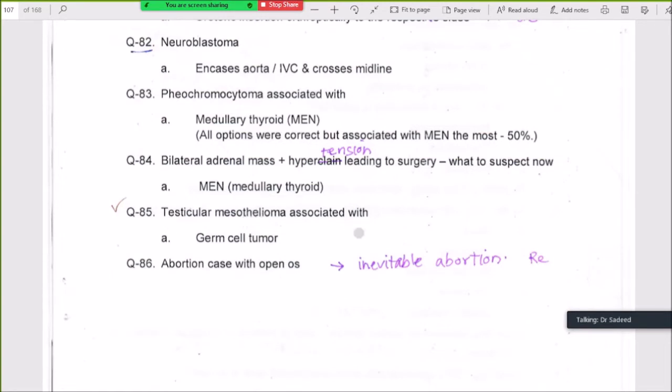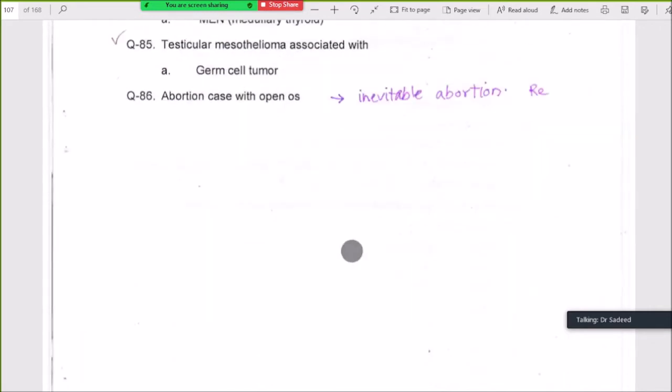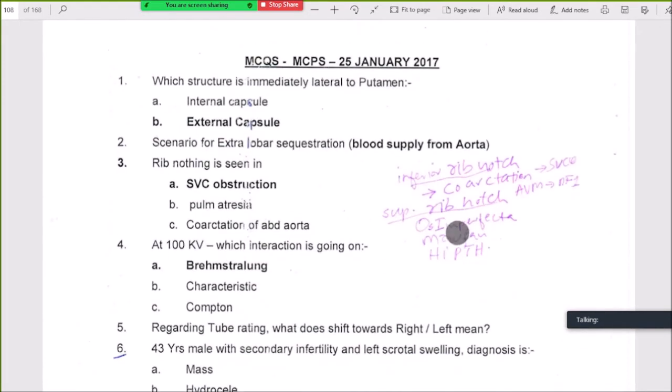85. Testicular mesothelioma associated with germ cell tumor. 86. Abortion case with open os, inevitable abortion. MCQs MCPS 25th January 2017.